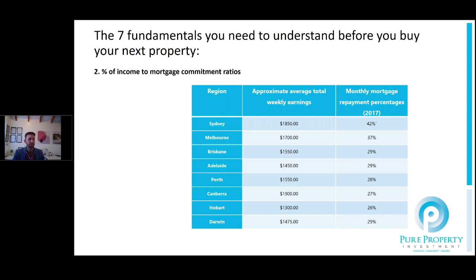And if we look at what 30-year data suggests, for potential cities to grow or markets to continue to grow, we'll work off a sweet spot of approximately 30 to 32% as the number that we like to see as the maximum of the percentage of income to mortgage commitment ratios.